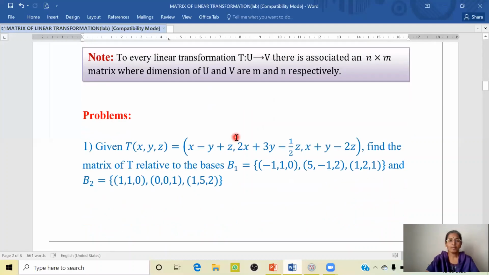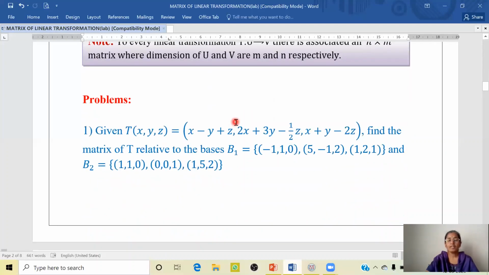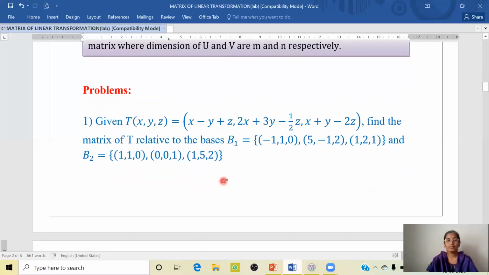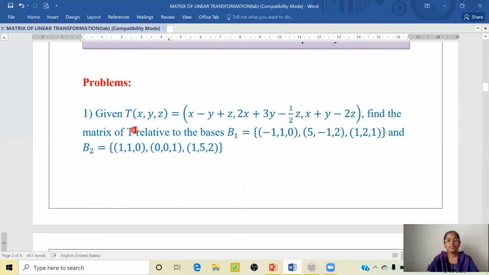Let us see some problems wherein we are going to take the help of the software tool Maxima, and execute and obtain the matrix of the given linear transformation. So to begin with, given T from R cube to R cube, because both the bases contain 3 elements and all the elements are triplets here.